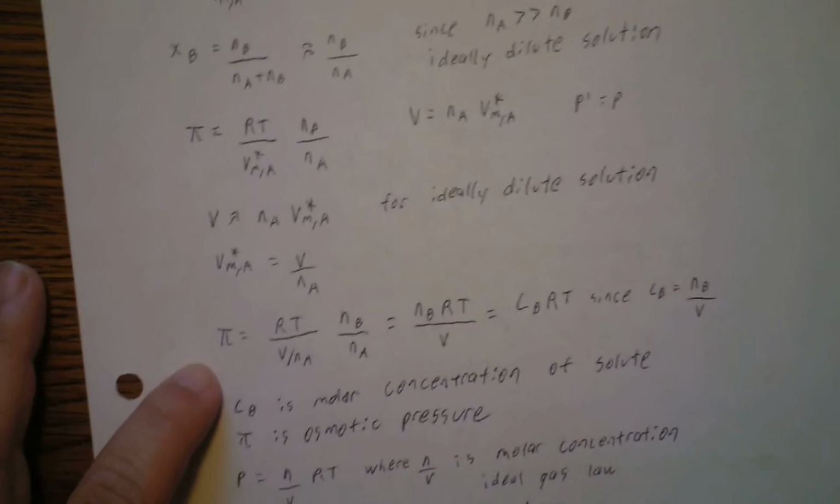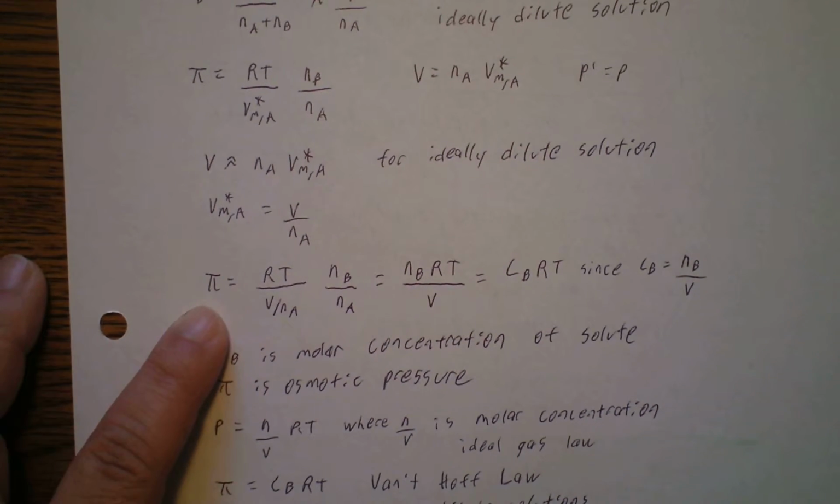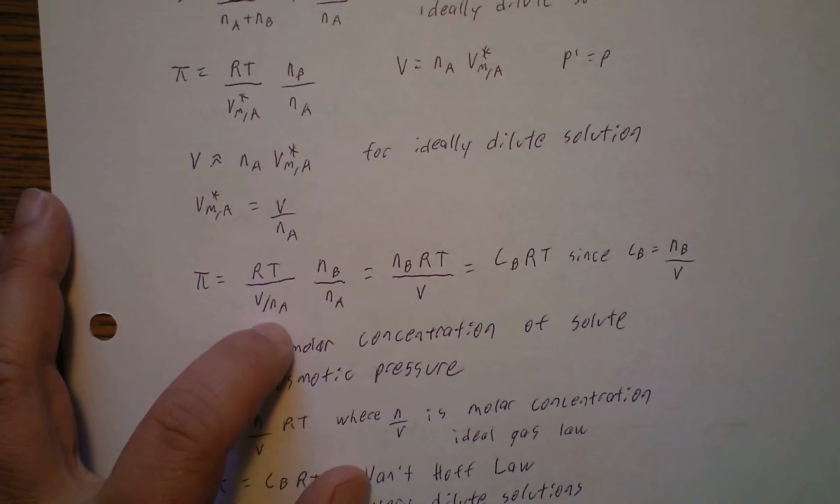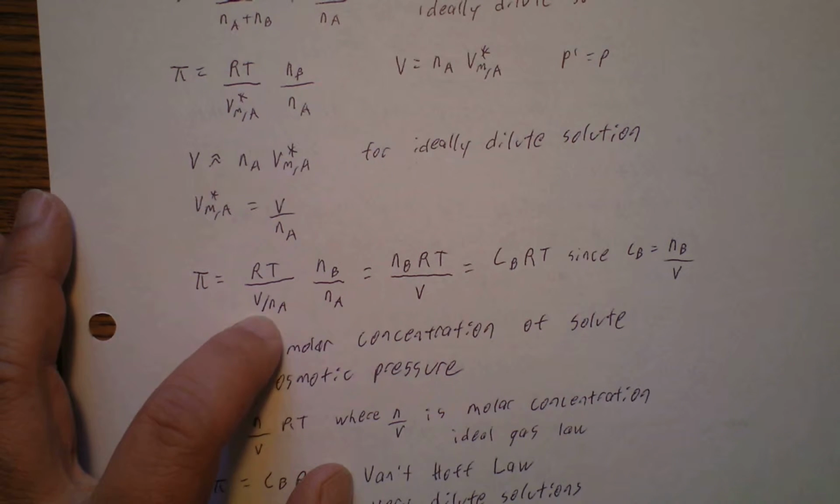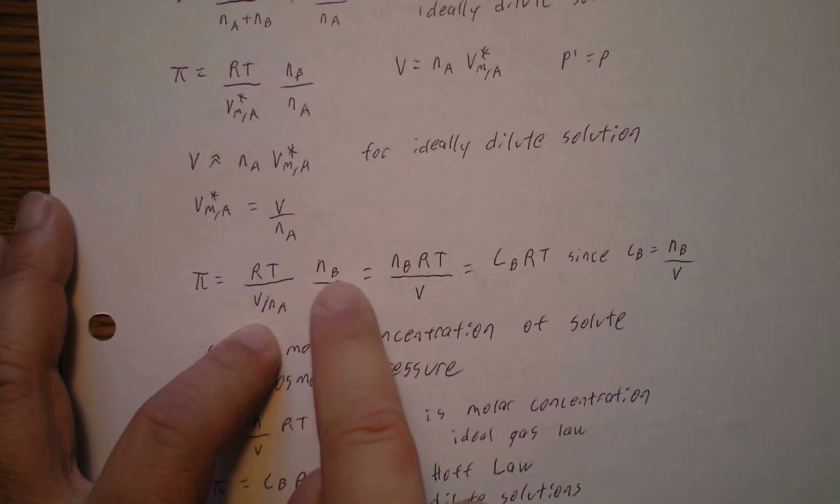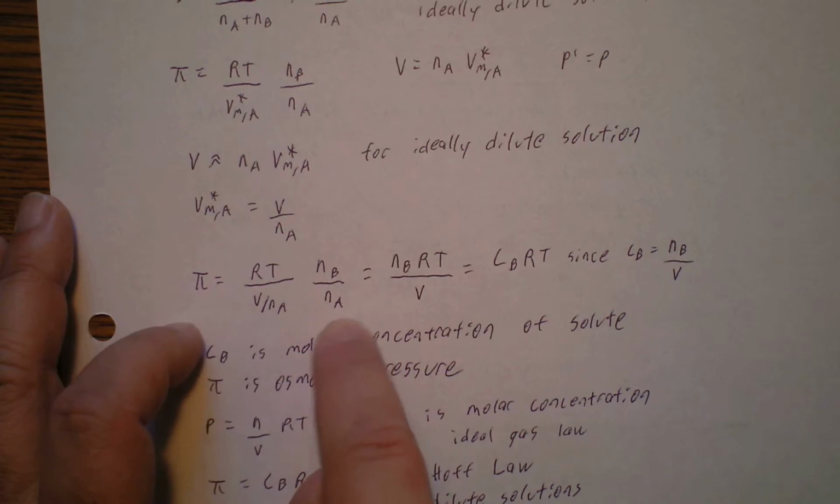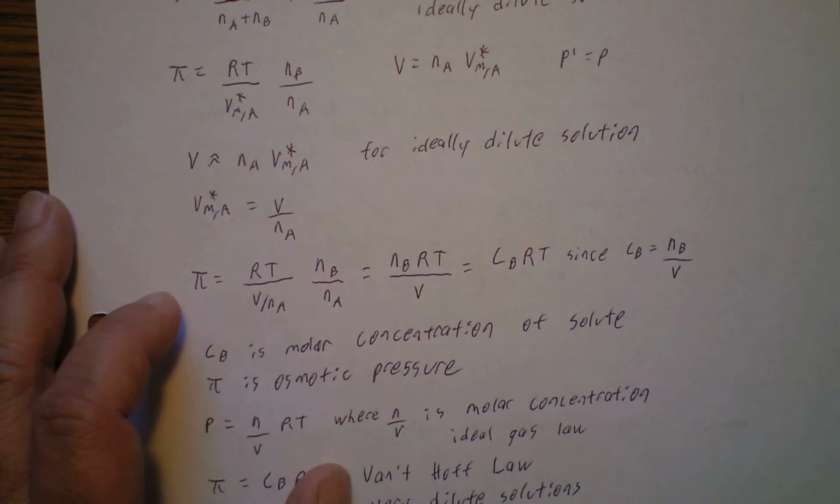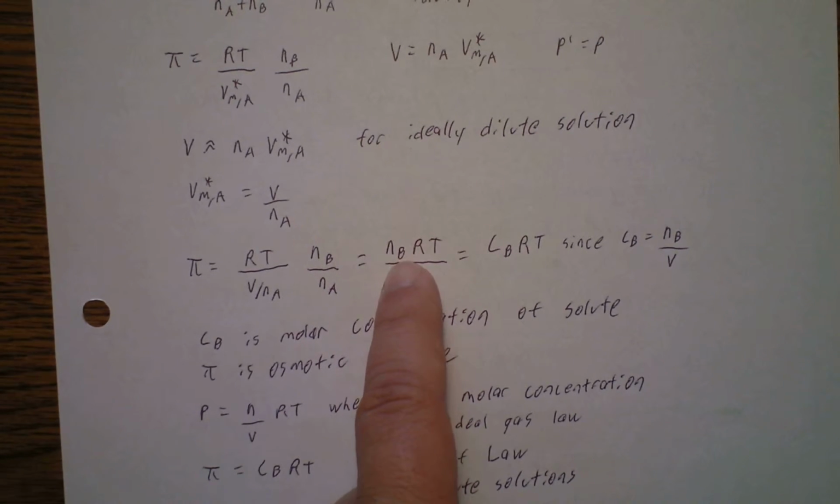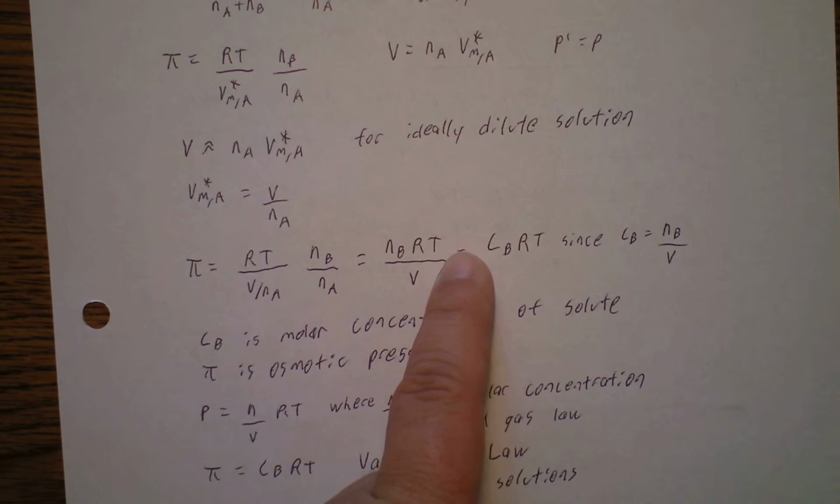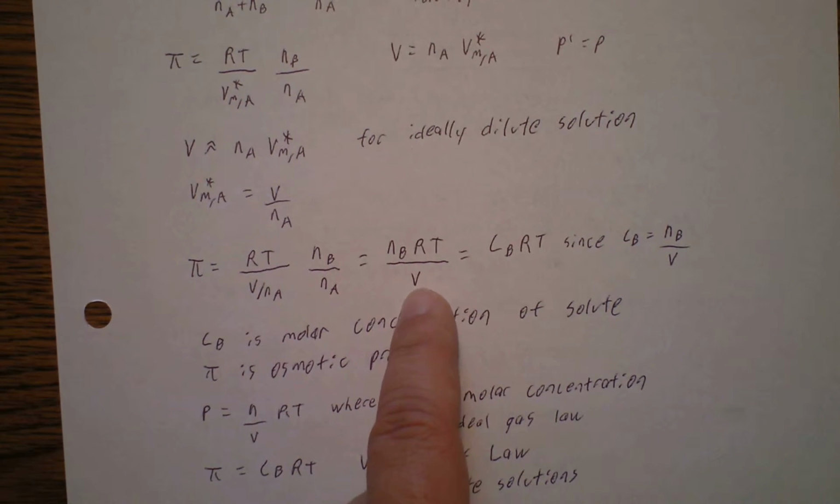So what we get is that the osmotic pressure, pi, is equal to RT over the volume divided by the number of moles of A, and then times NB over NA. So these NAs are going to cancel out. So we get the number of moles of B times R times T divided by V.